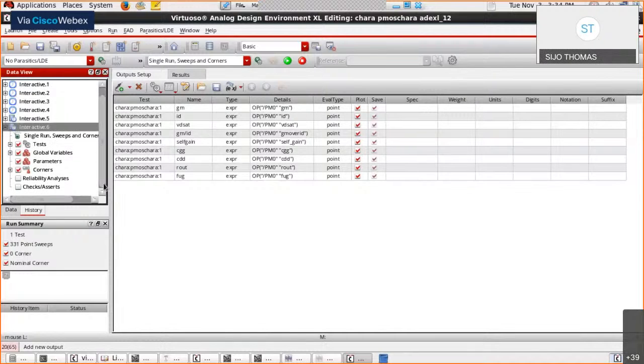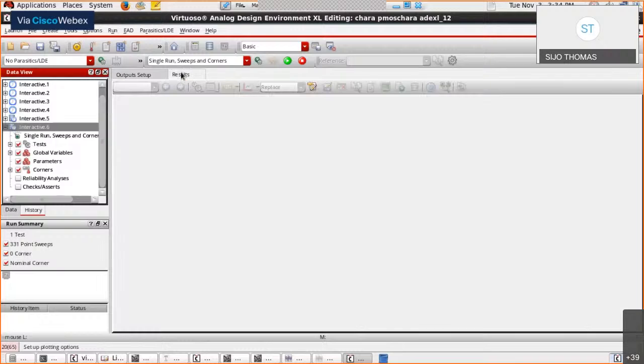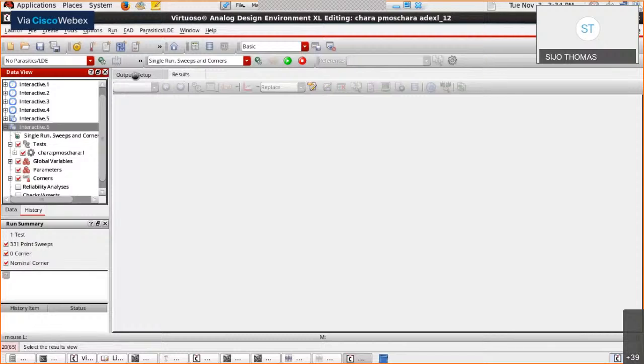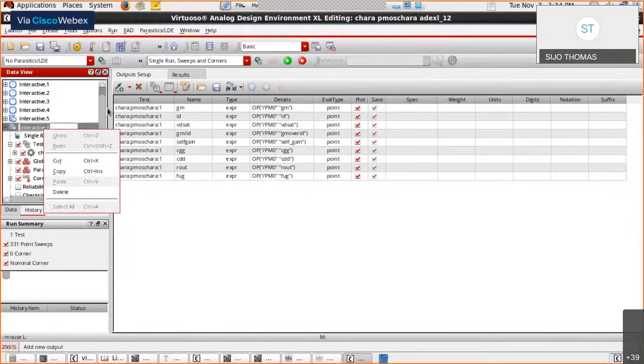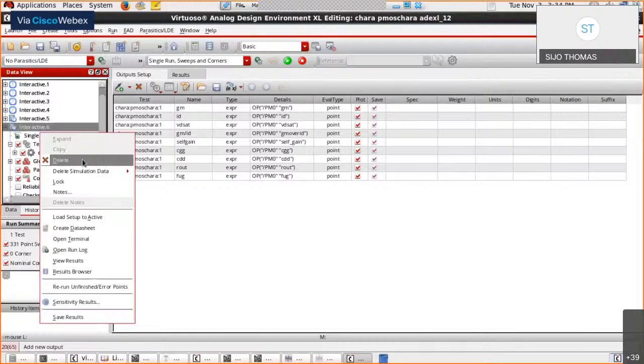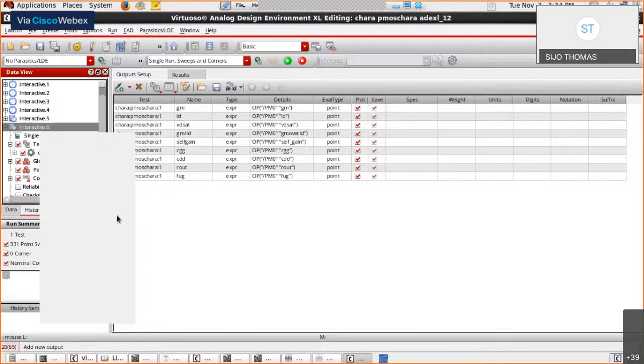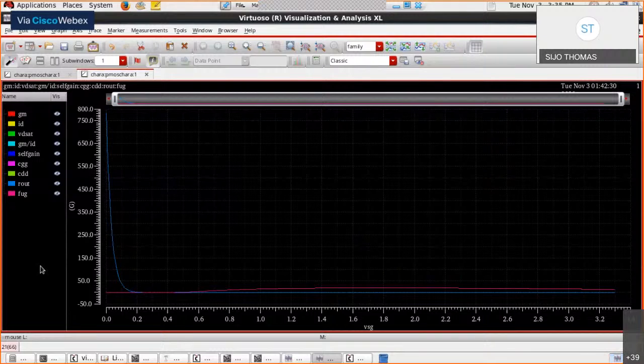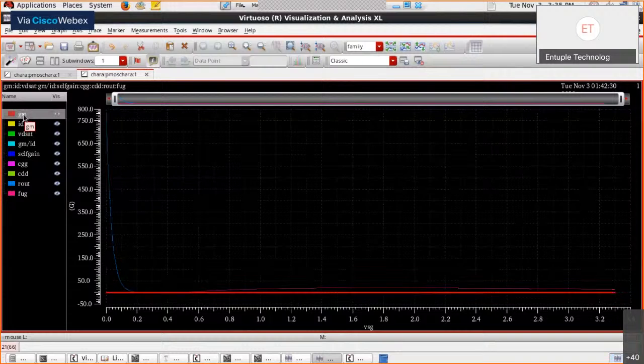So Navin, can you quickly plot that? View results. Right click on the interactive. No, click out. Yeah, view results. Okay, so we got the plots.